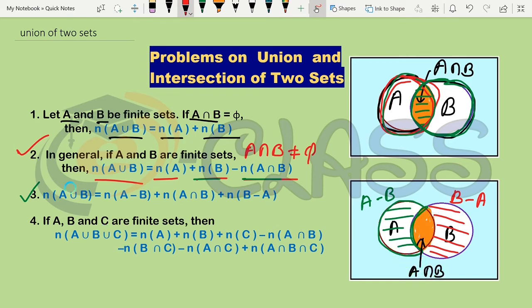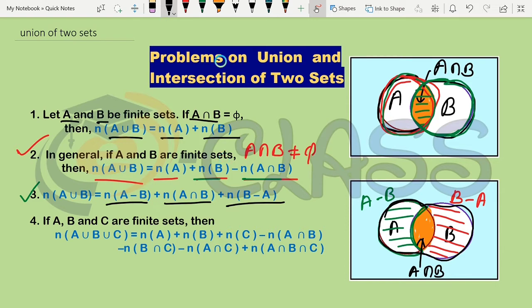So now, A union B. What is A union B? This whole region is A union B, and this whole region contains A minus B, the green area, A intersection B, the orange area, and B minus A, the red area. So the number of elements in A union B equals the number of elements in A minus B plus the number of elements in A intersection B plus the number of elements in B minus A.